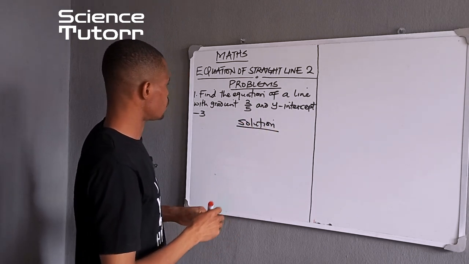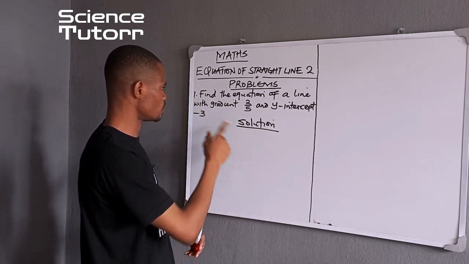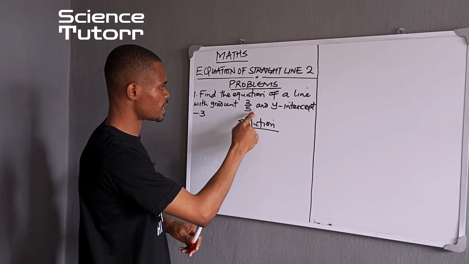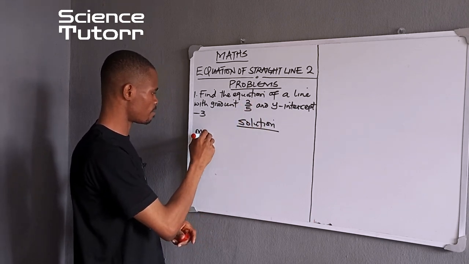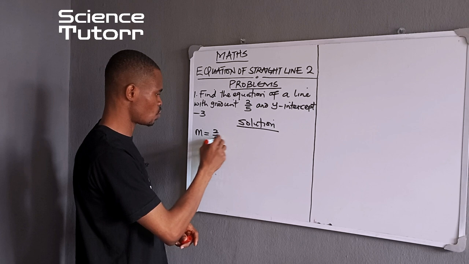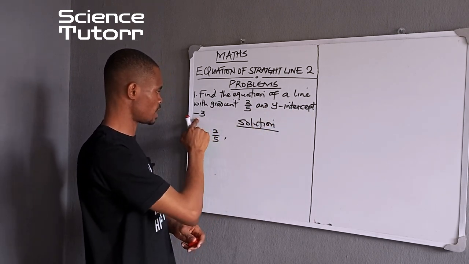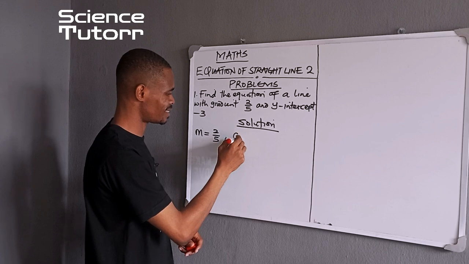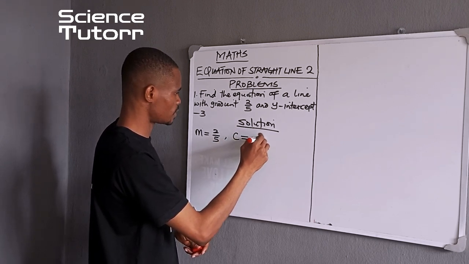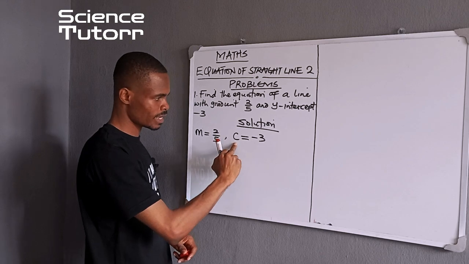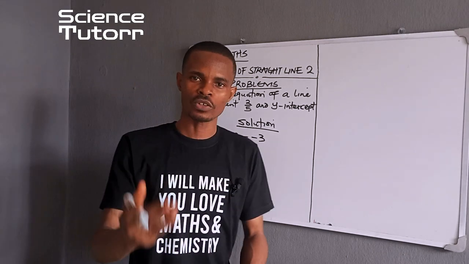Solution. Now, we need to take note of what is given in the question. We are told the gradient is 2 over 5. That means m, the gradient, is 2 over 5. And we are told the y-intercept is given as minus 3. So that makes c equal to minus 3. Gradient and intercept form will be used for this problem.